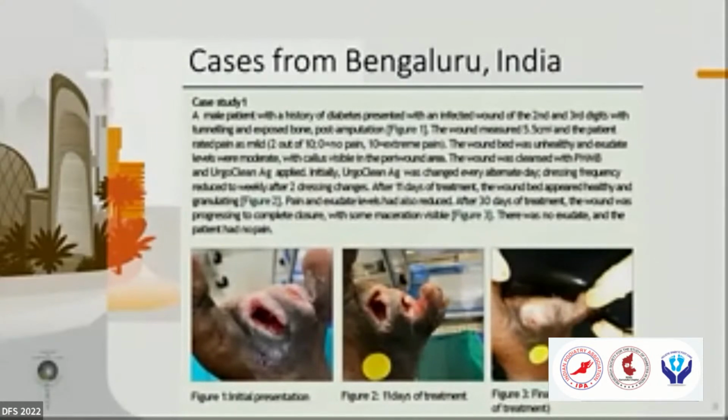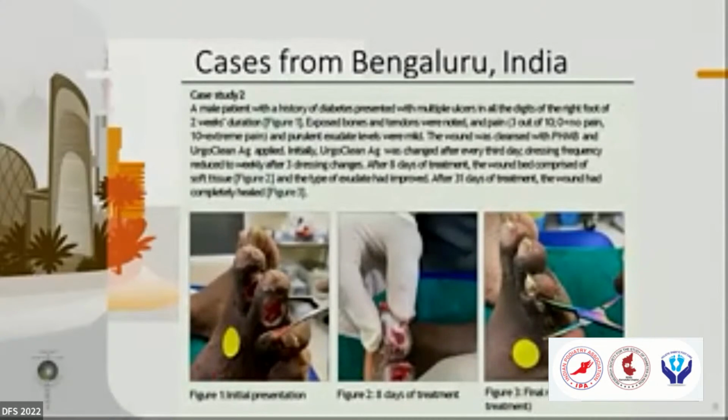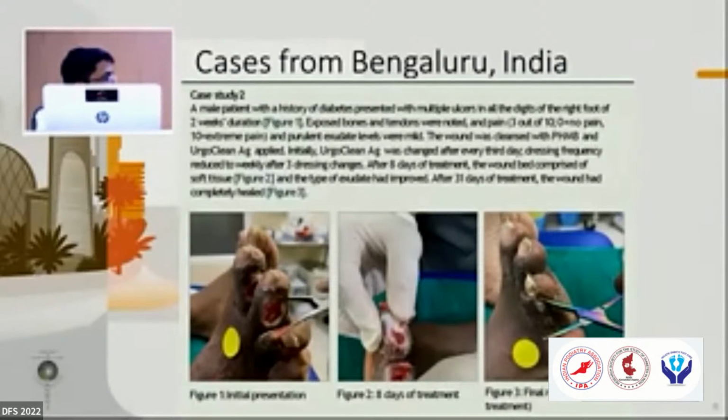This was one of the 2 cases that I had presented on behalf of Urgo. One of the cases had a stump that was infected, which we treated with Urgo Clean, and you can see the completely healed wound about 30 days from the time we started Urgo Clean. And this was the other case, where we had wounds across all the web spaces, and we can see the final review after about 30 days again.